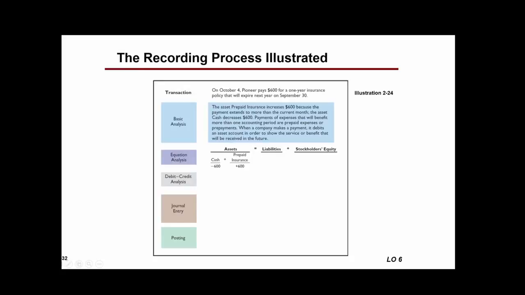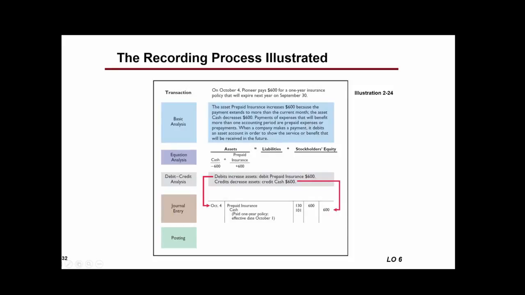We will debit. In order to increase, we know that prepaid insurance has increased. So what do you do when an asset increases? We debit. So we debit the increase. So we debit that amount to prepaid insurance, and we credit cash. Okay? Again, later on, once we finish with the journal entry, we post it to the ledger. Any questions so far? Okay.